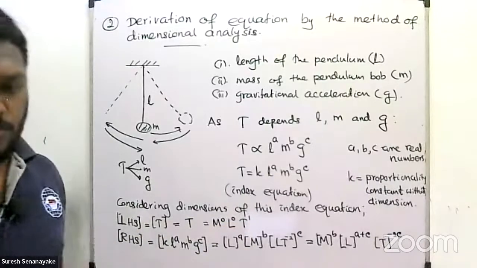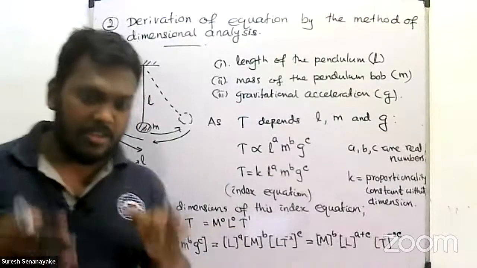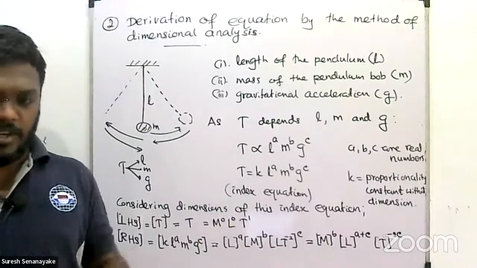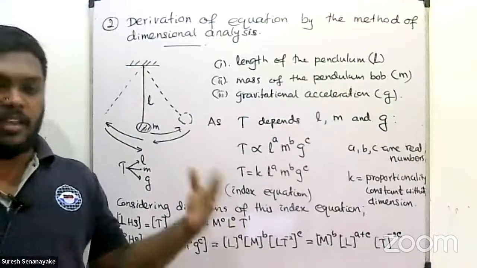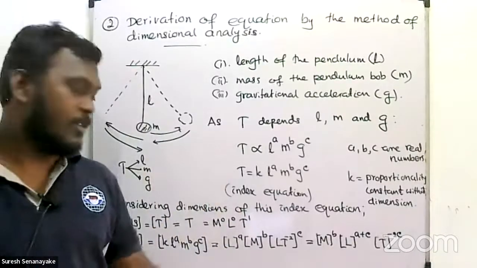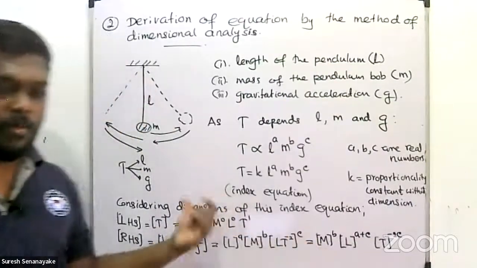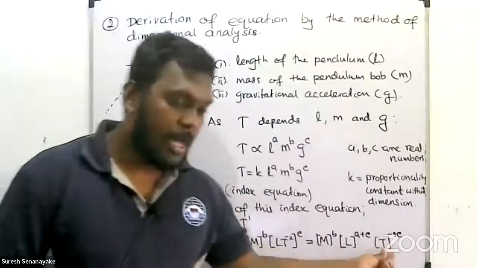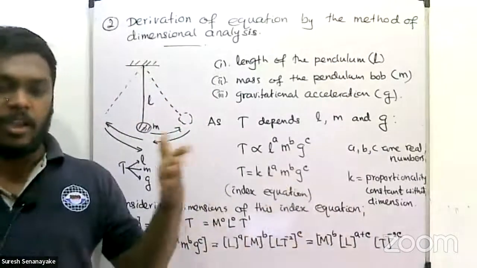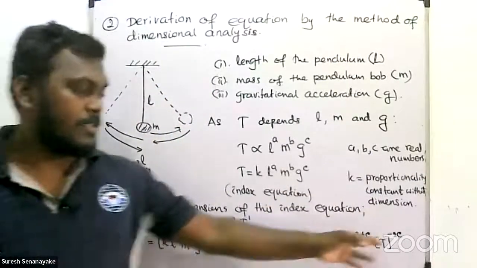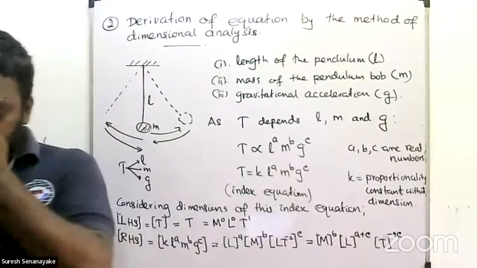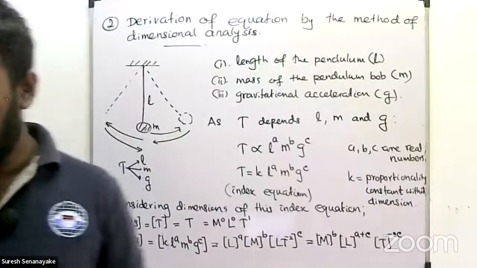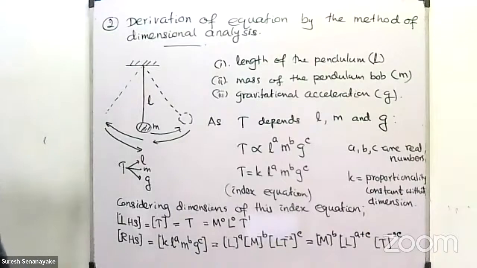Then what we need to do, if it is a dimensionally correct equation, we are going to derive. So these dimensions we can equate. The dimensions of M should be equal on both sides. Dimensions of L should be equal on both sides. Dimension of time should be equal on both sides. So then you can equate and find these A, B, C values. You can get the equations to find these.